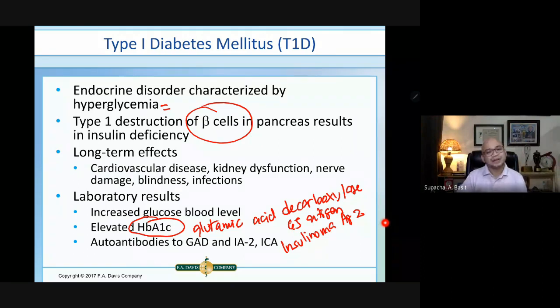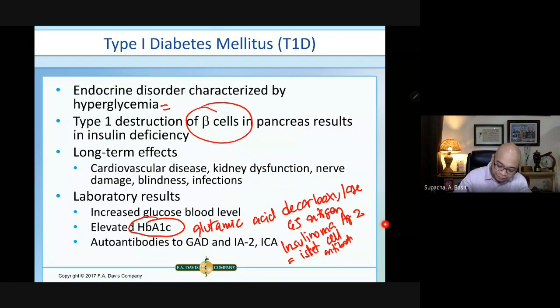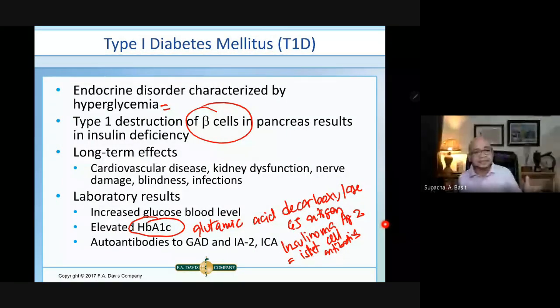Okay? So what is an IA2? Insulinoma antigen 2 is actually considered to be one of the islet cell antibodies. Now remember, in diabetes mellitus, insulin is being produced at the islet of Langerhans, which is found at the beta cells of the pancreas. So islet cell antibodies are known as the ICA.